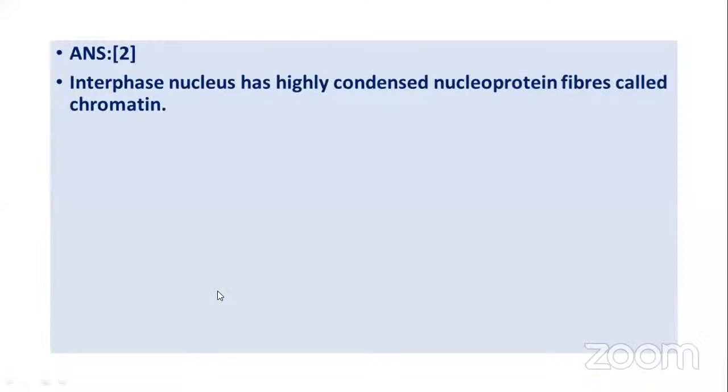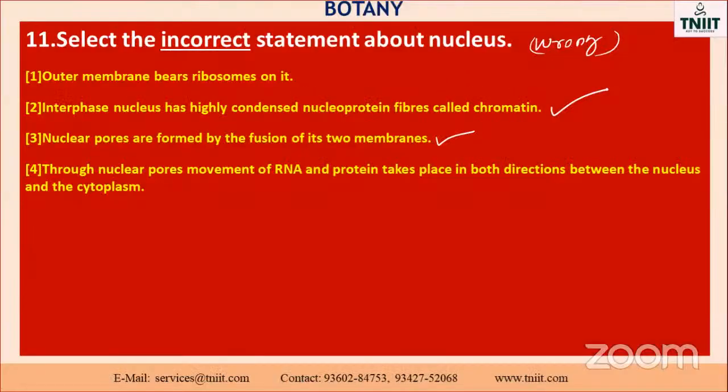Which one is the correct one? Interphase nucleus has highly condensed nucleoprotein fibers called chromatin only. These are all correct. Which one is the wrong one? See this one. So this one is the wrong one, and the others are correct only. The outer membrane bears ribosomes on it, so this is also correct. Interphase nucleus has highly condensed nucleoprotein fiber called chromatin, this is not a wrong one. This is the wrong one: nuclear pores are formed by the fusion of its two membranes.